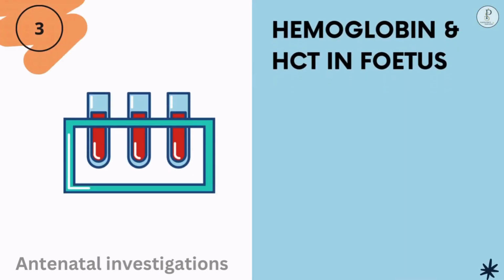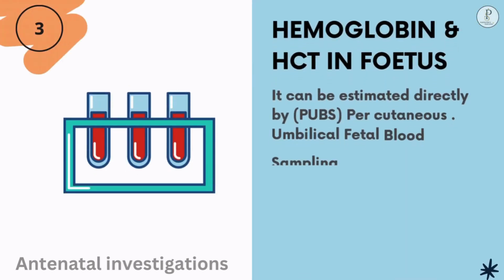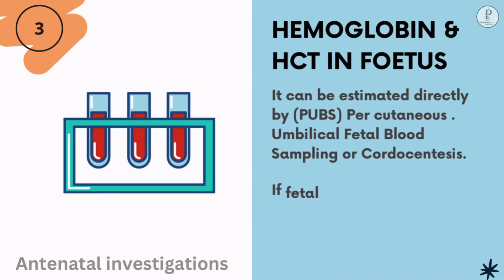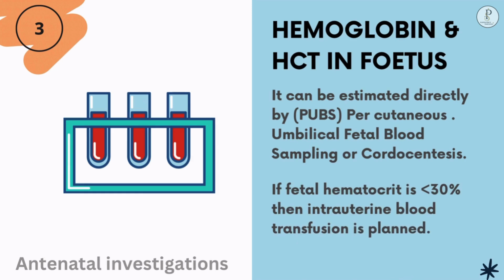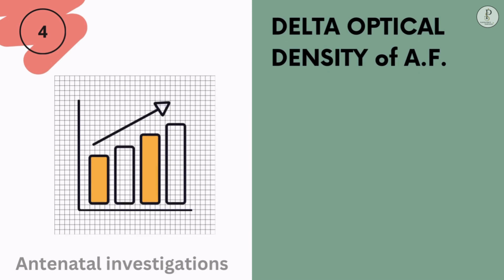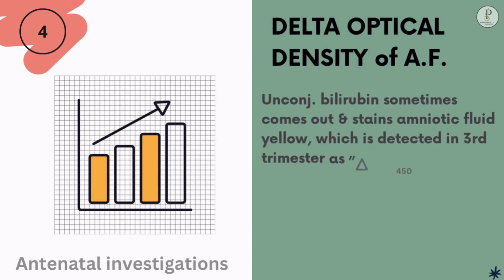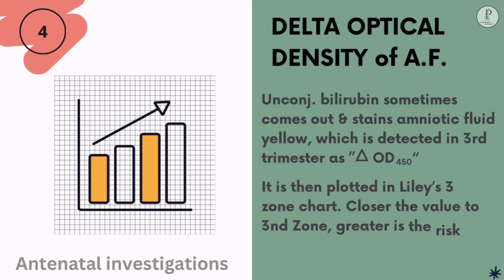Hemoglobin and hematocrit in fetus. It is estimated directly by percutaneous umbilical fetal blood sampling or cordocentesis. If fetal hematocrit is less than 30%, then intrauterine transfusion of fetus is planned. Delta optical density of amniotic fluid. Unconjugated bilirubin sometimes comes out, stains amniotic fluid yellow, which can be detected by testing delta optical density 450 of amniotic fluid. It is then plotted in Liley's 3-zone chart. Closer the value to the third zone, greater is the risk of hydrops.